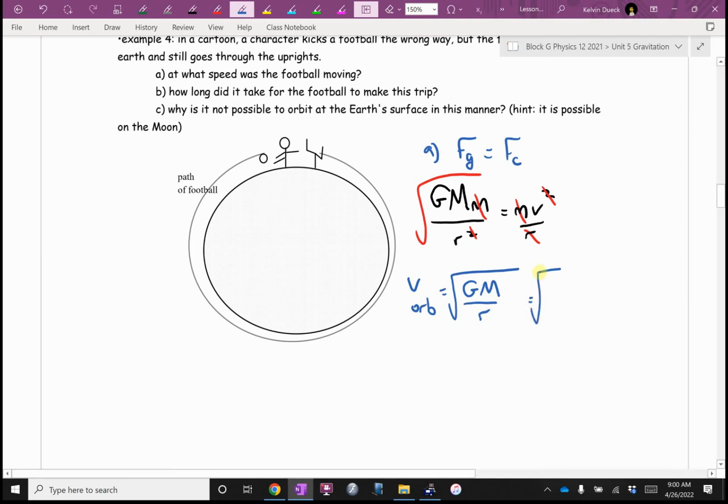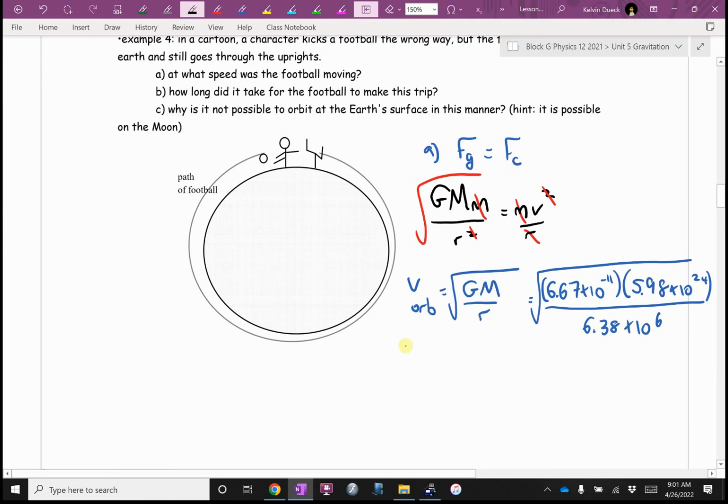Which is going to be the square root of 6.67 times 10 to the negative 11. Paige, what was the mass of the Earth? Over. And we're orbiting just above the Earth's surface, so what's the radius of the Earth? That's what we'll use. Okay, what would our orbital speed be? What do you get?